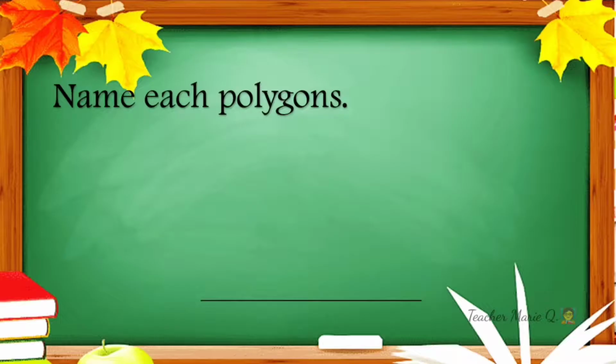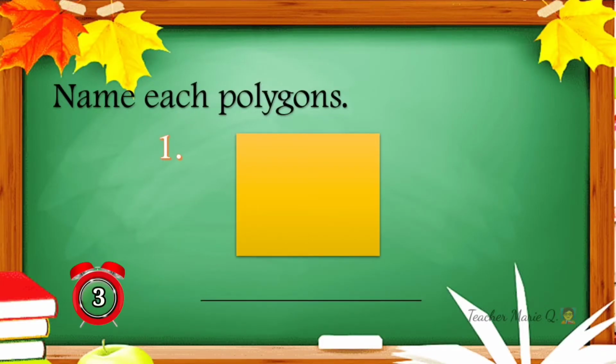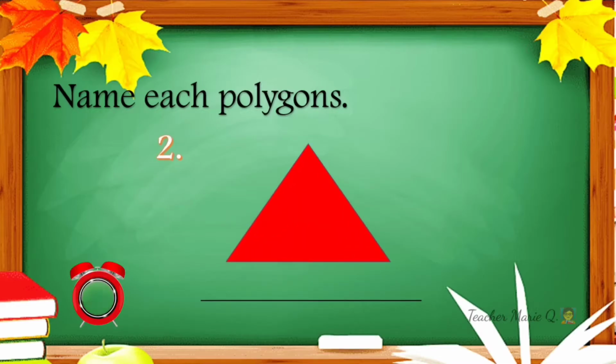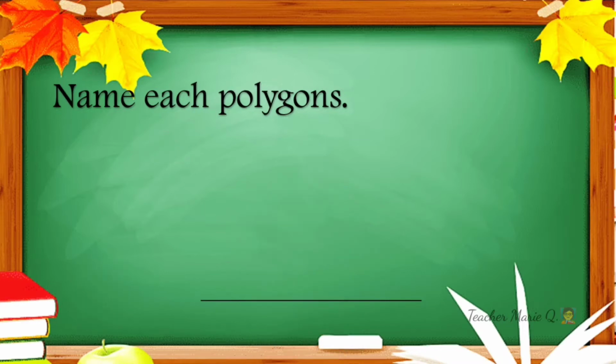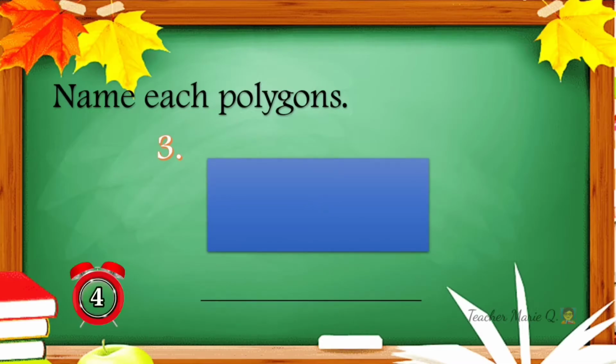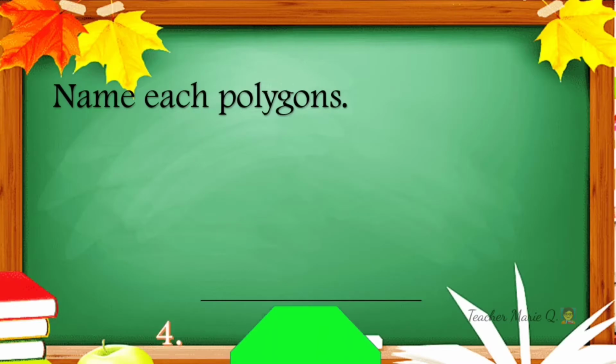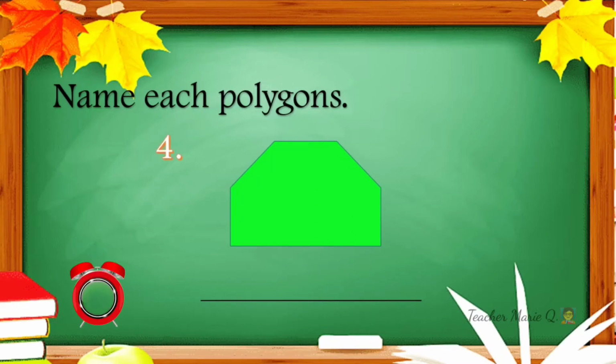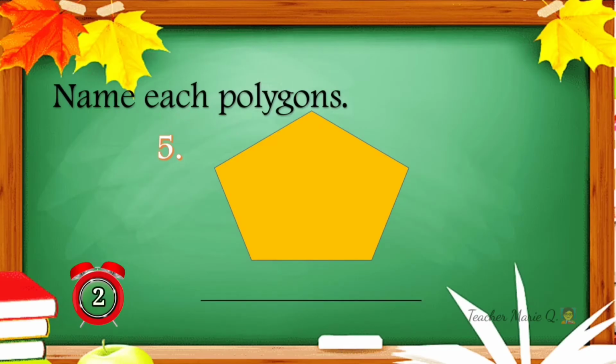But before we start with our new lesson, let us have a quick review about polygon. Number 1. What is this? Square. Correct. Number 2. What polygon is this? Triangle. That's right. Number 3. What is this? Rectangle. Awesome. Number 4. What polygon is this? Hexagon. Very good. Number 5. Pentagon. Very good. Wow! It seems that you already know about the polygon.